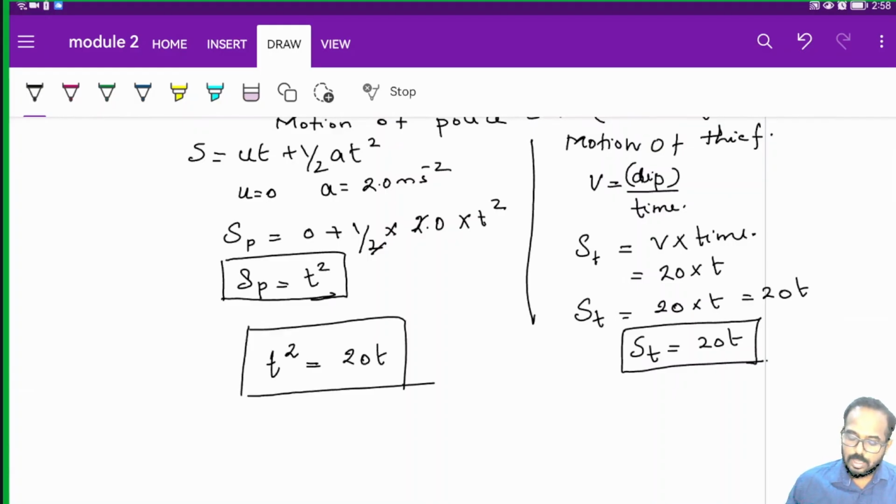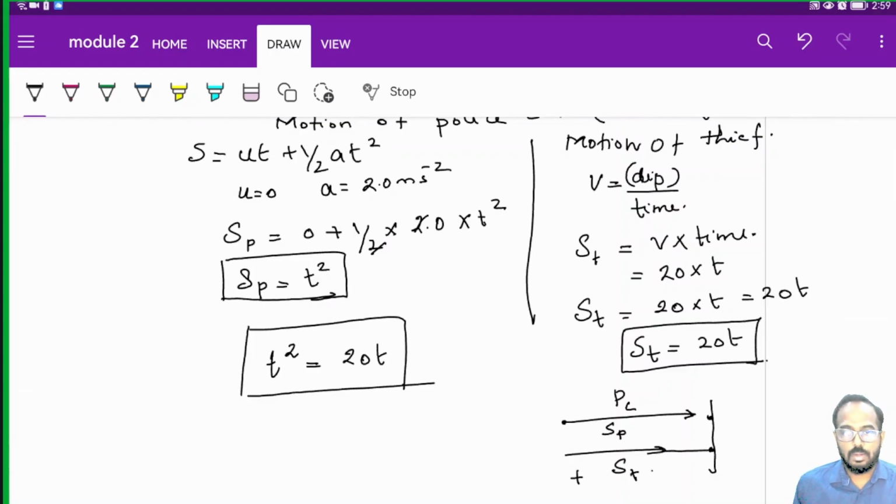So when they are catching, look at this one. This is the police car and this is the thief moving at constant speed. After some time, what happened? They both will reach the same position. At this point, what happened? The displacement of the police will be equal to the displacement of the thief.